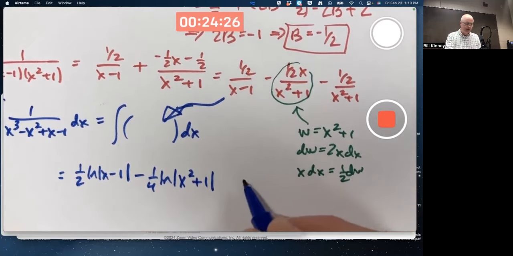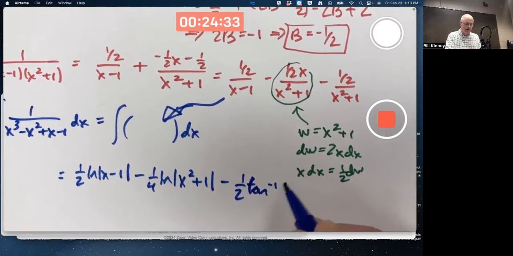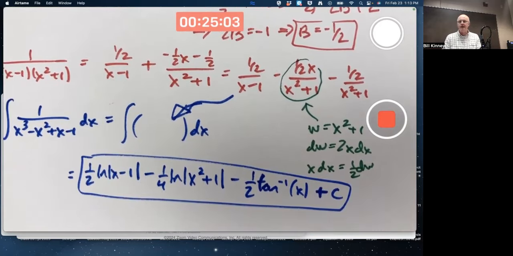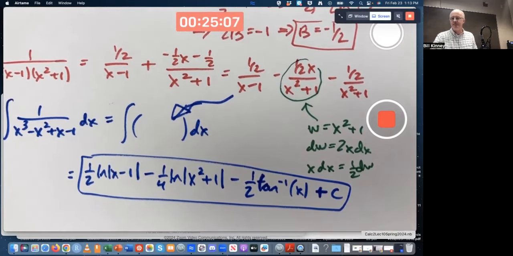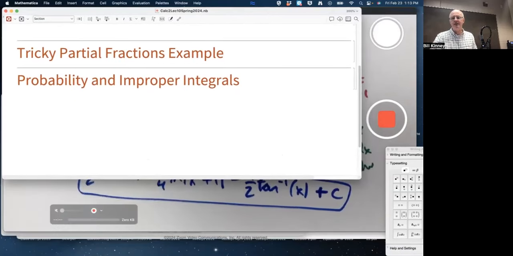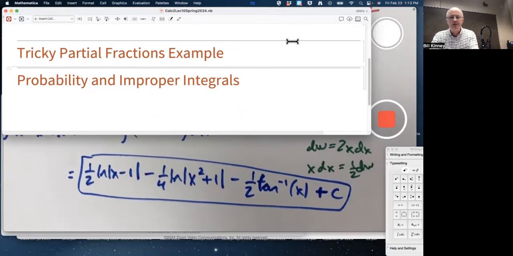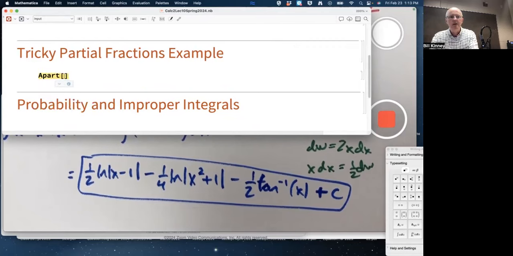Finally, integrating this one's going to be minus 1/2 ln, or excuse me, inverse tangent of x plus c. Let's see if Mathematica produces the same answer. Maybe even check our partial fractions. That can be done as well. We can use a built-in command called apart to essentially do partial fractions for us.